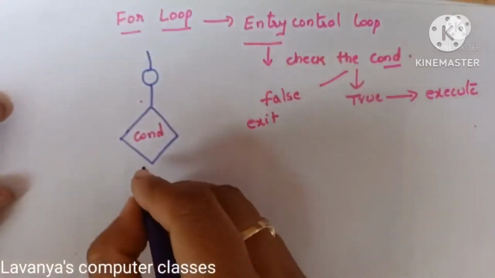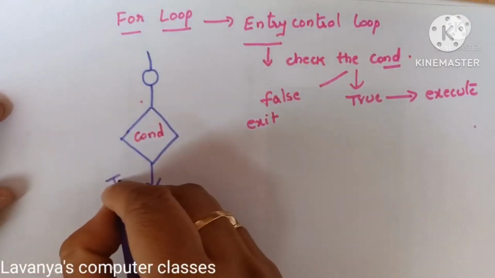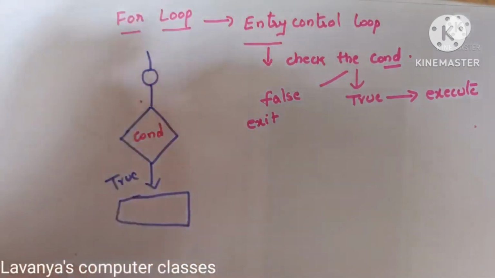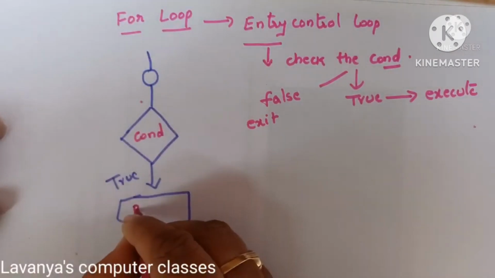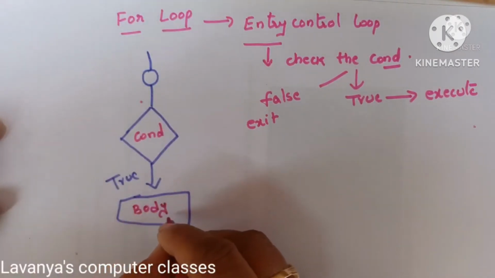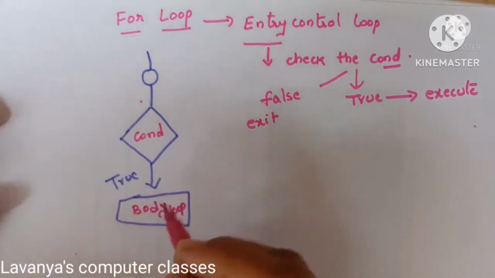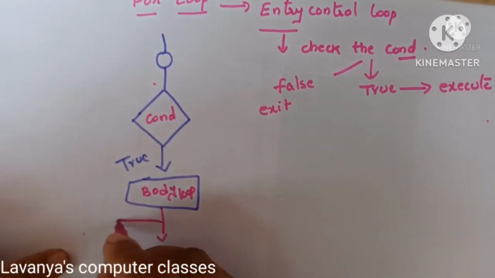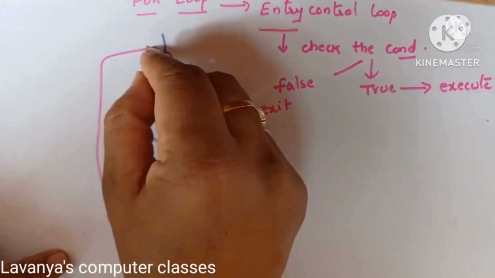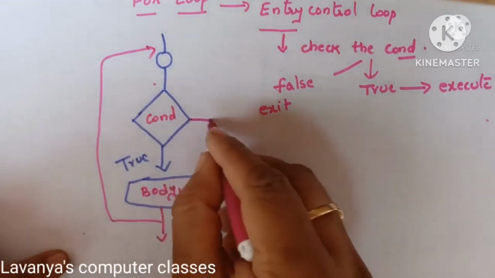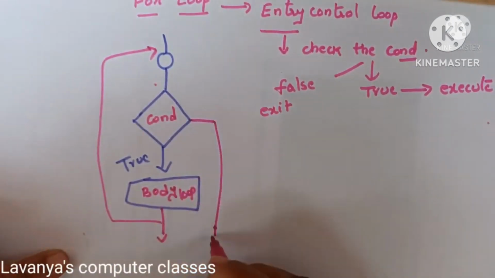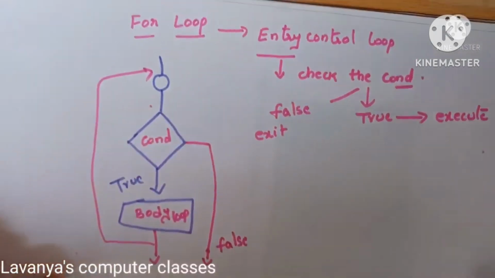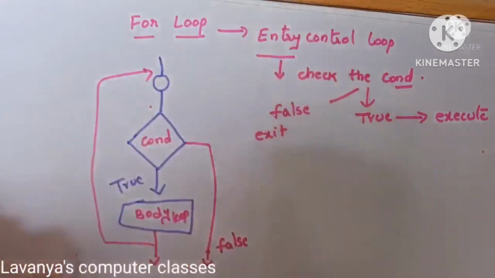The condition may be true or false. If it is true, then it enters into the body of the loop. It executes the body of the loop as long as the condition is true. If the condition is false, it exits from the loop and goes to the next statements after the loop. So this is the flowchart representation for an entry control loop.